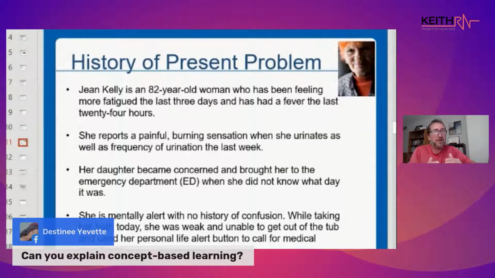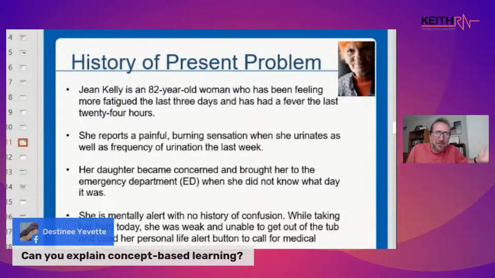Case-based unfolding scenario. What are you noticing here that is concerning that you'd want your students to pay attention to? Well, she's 82 years old. She's an older adult. She's at a higher risk of developing a potential problem. She's had a fever. And again, what is the significance of a fever? That inflammatory response. There's an infection present. Okay, let's keep going. Painful burning sensation when she urinates, as well as frequency. If your students have had that content on UTI, that should be blinking to them loud and clear.